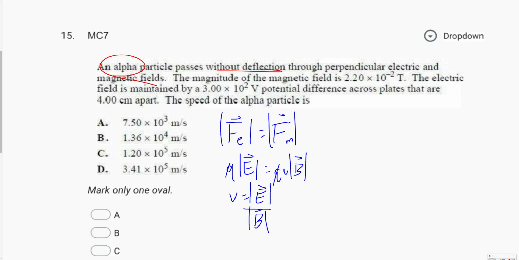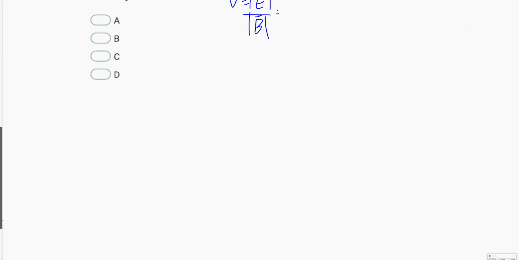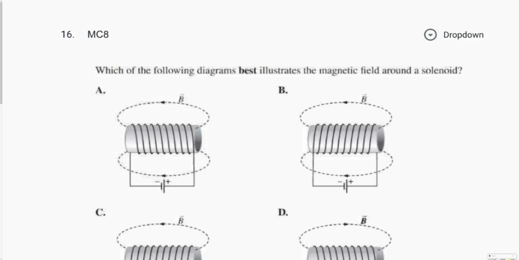We do the math on that one, and I would guess either C or D, kind of 50-50. A and B could be right, but less likely to be right. C and D are the more likely ones, and sure enough, the answer is D. 3.41 times 10 to the 5. You did pretty well on that one. Almost there. Two more questions.